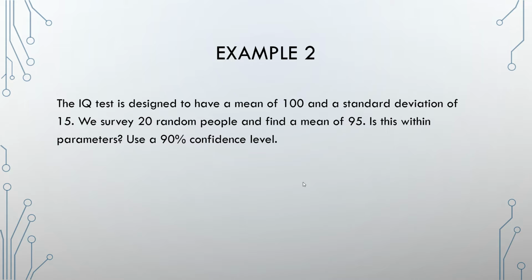We do a good survey. It's a random sample, no leading questions, all those IQ tests or whatever. And we find a mean of our sample of 95. So is that okay? Did we do it right? And we'll do a check here. We'll do a little test with a 90% confidence level. So that's what we're shooting for here.